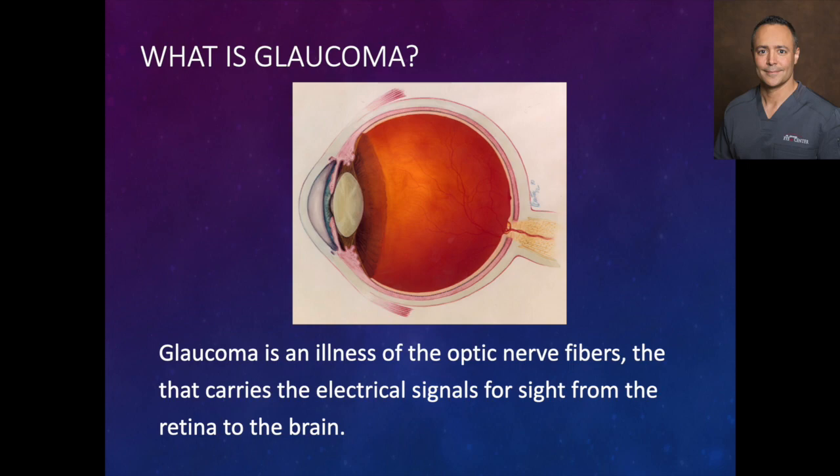So, glaucoma is a disease of the optic nerve. The optic nerve carries the electrical signals for sight from the retina to the brain. In this picture, the cornea is on the left side of the picture. That's the front part of your eye, and the optic nerve is on the right side of the picture.